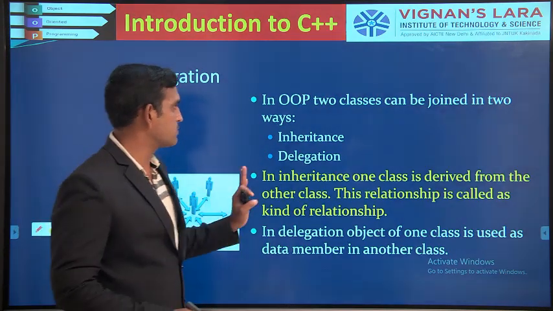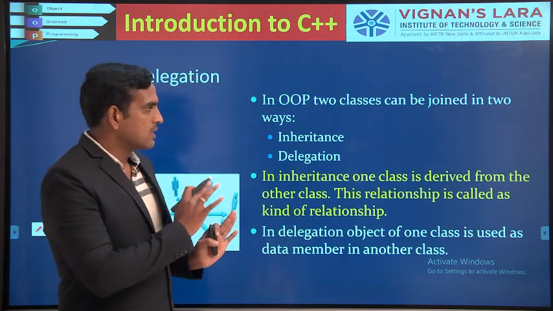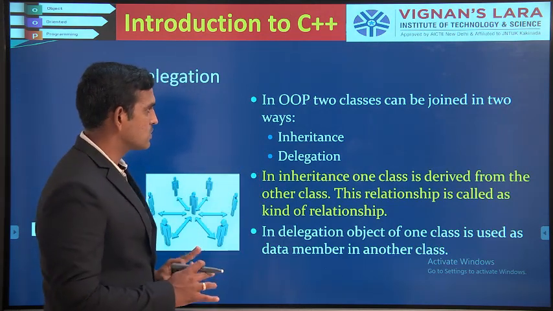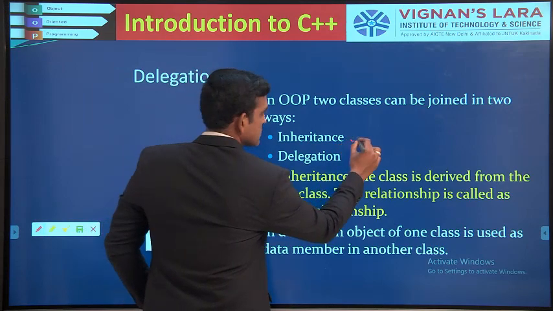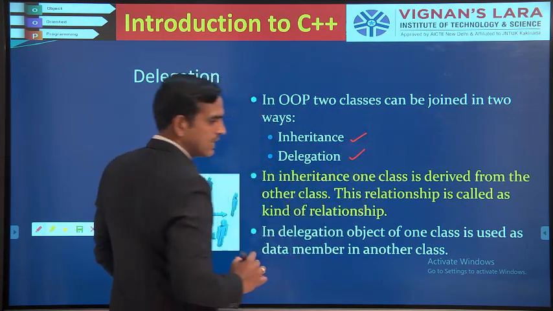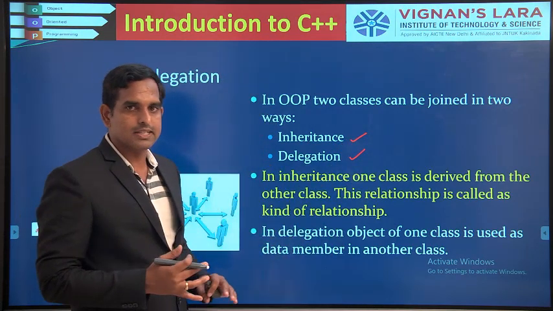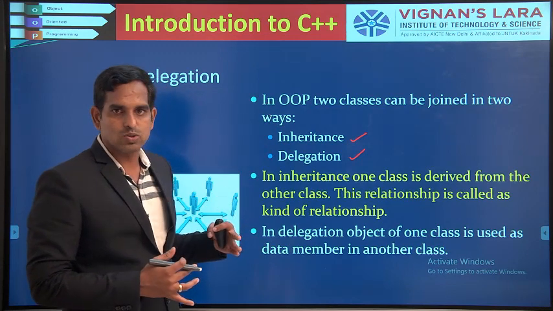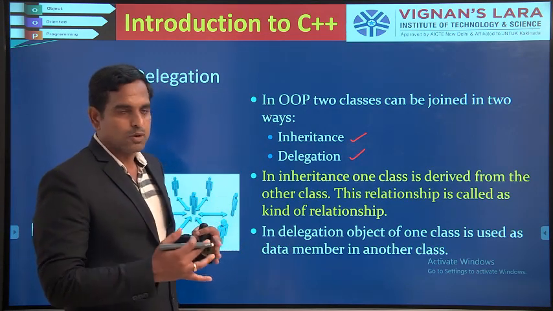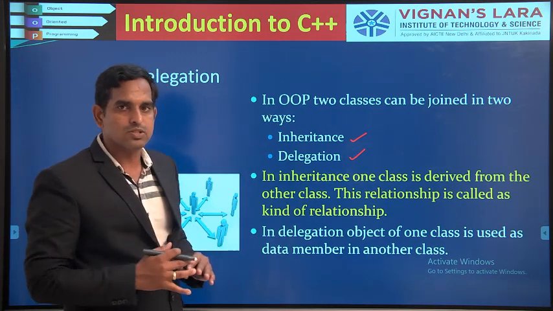In object-oriented programming, two classes can be joined by using two ways. One is inheritance and another one is delegation. You have seen inheritance, how you can extend one class into another. There is a process to combine more than one class into the thing.